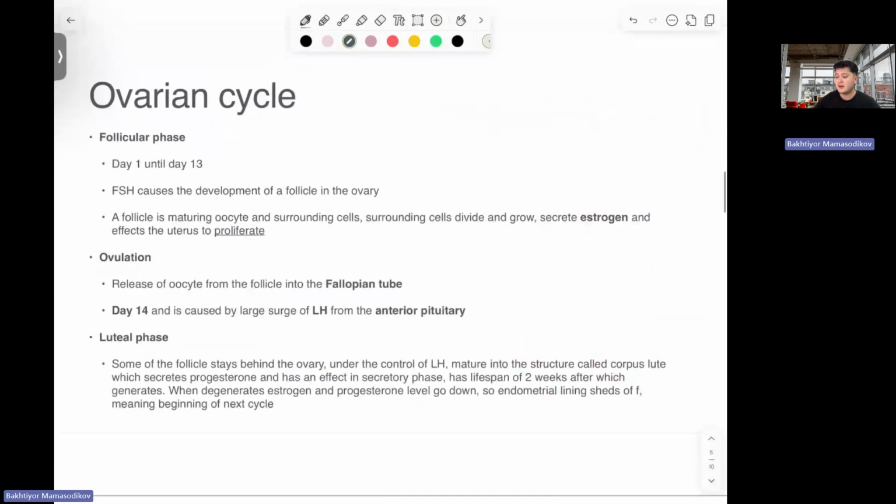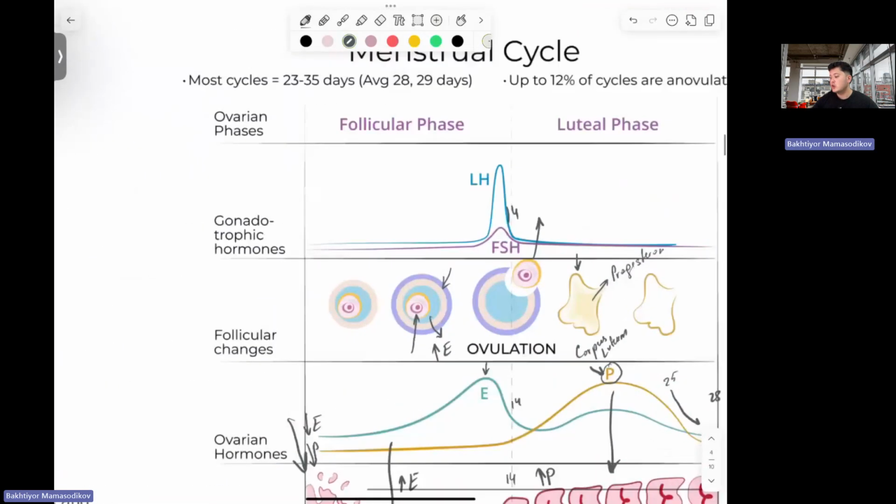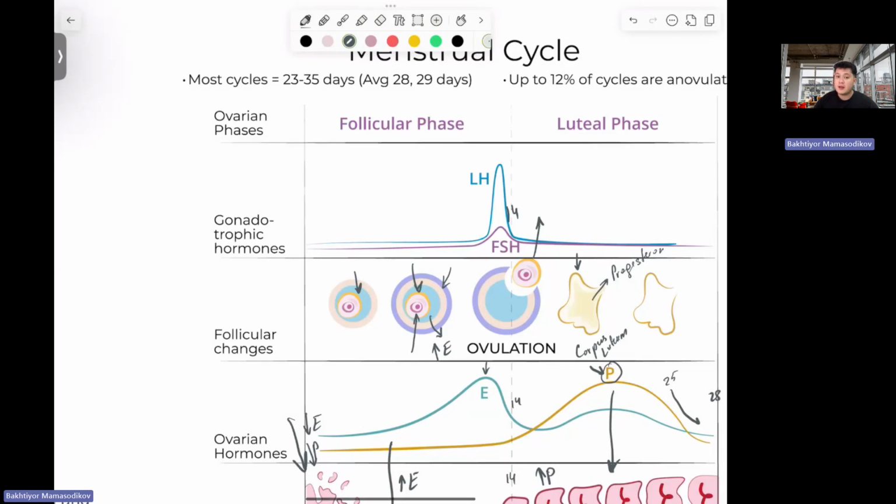The ovarian cycle is divided into 3 phases as well. The follicular phase starts from day 1 until day 13. Here you can see the follicles around the ovum. These are the follicles around the ovum. They develop the ovum. With the help of which hormone? With the help of FSH in the ovarian cycle.